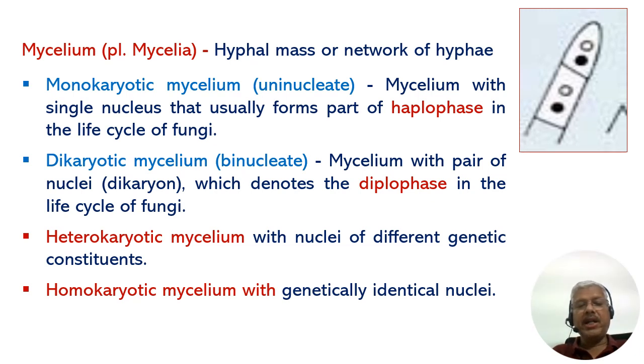The heterokaryotic mycelium contains nuclei of different genetic constituents. The fungal cell contains more than 2 nuclei. In case of the homokaryotic mycelium, the mycelium contains genetically identical nuclei.